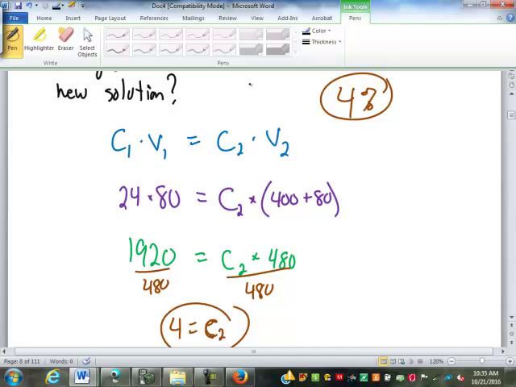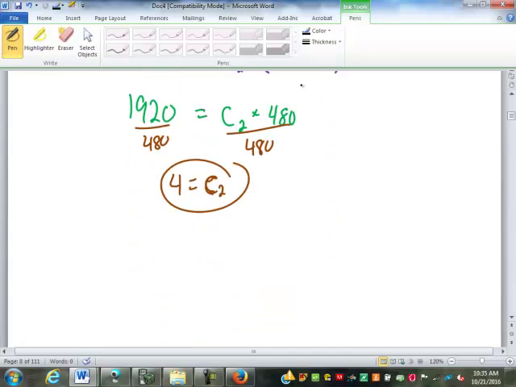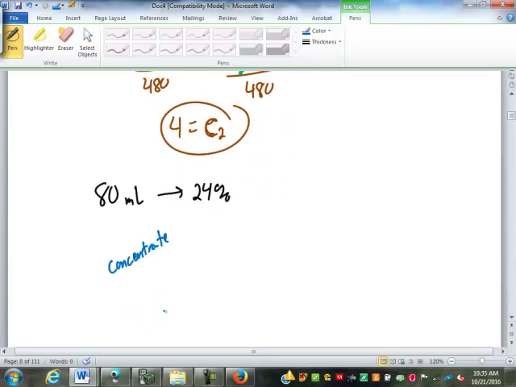Now we could have also done this with a dilution. We started out with 80 milliliters of 24%. To do a dilution, remember, it is the amount of concentrate or serum over total volume. So we would have had the 80 milliliters over, again, 400 plus 80, which is going to reduce to 1/6. So it's a 1 in 6 dilution.